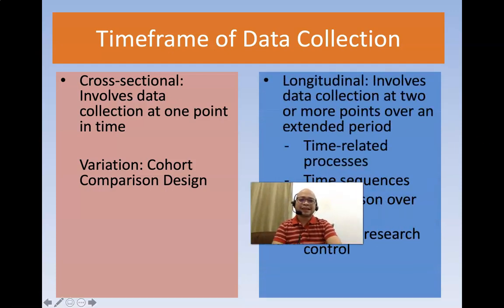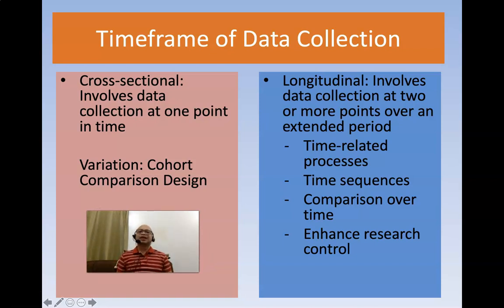Okay? Now, when you say longitudinal data collection, it means it involves data collection at two or more points over an extended period of time. So it could be time-related process or time sequences, or you compare your population over time. And since you are collecting data at two or more points over an extended period of time, it is very important that you have here an enhanced research control.